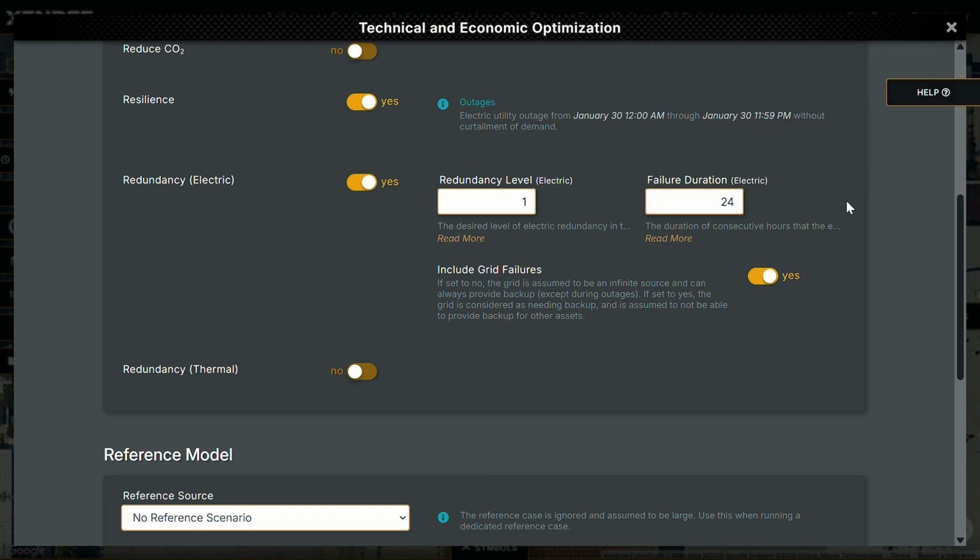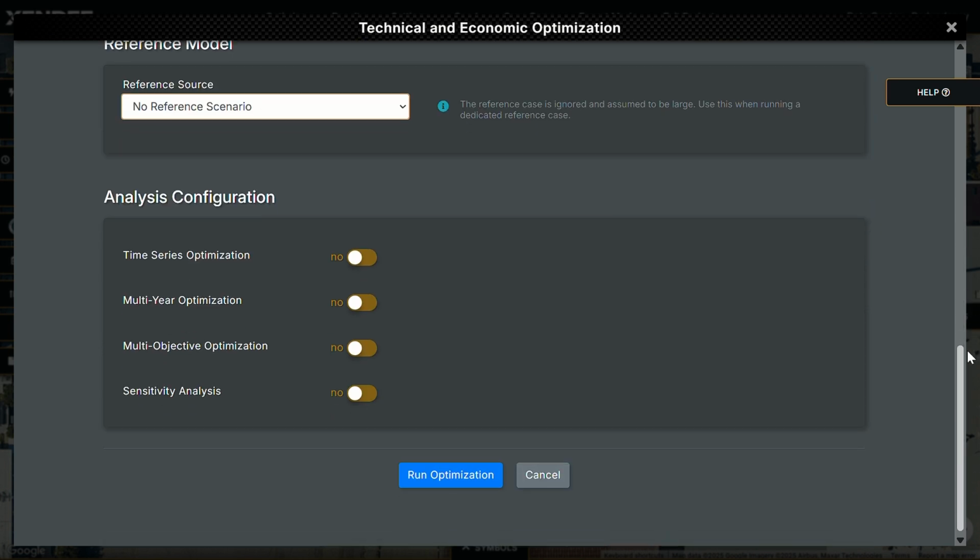In our case, level 1 redundancy means still being able to cover 100% of our 10 megawatt backup generator in the event that it fails. The failure duration defines a continuous duration for which redundancy must be provided. We set 24 hours here, so that means our redundancy capacity must be capable of running for 24 consecutive hours.